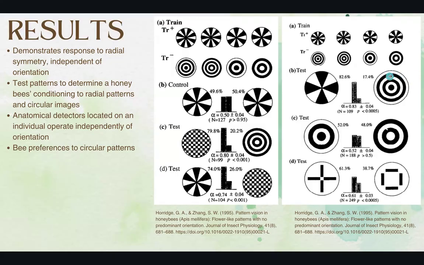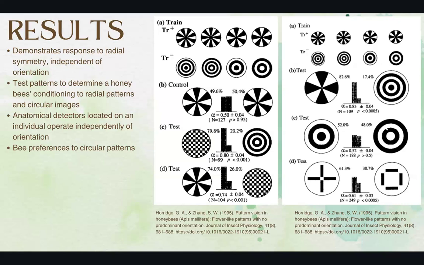So you can see here there's different variations of the bullseye pattern and a couple different variations of the dartboard type pattern. So this suggests they were recognizing general shape and pattern, not just remembering exact images.